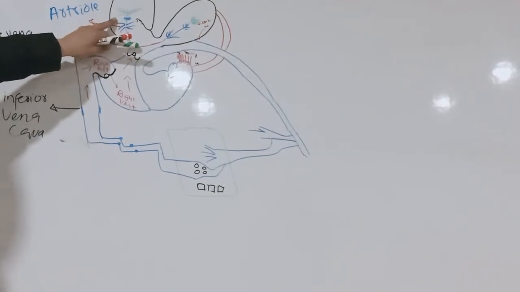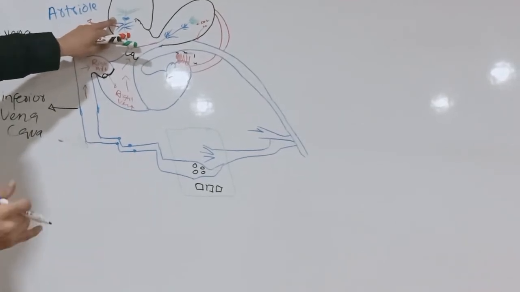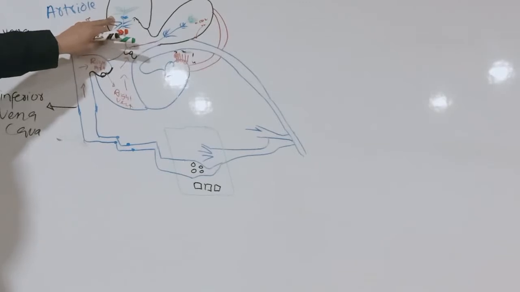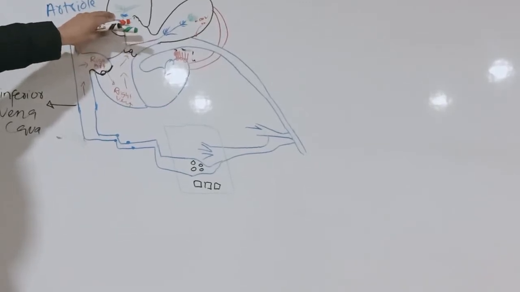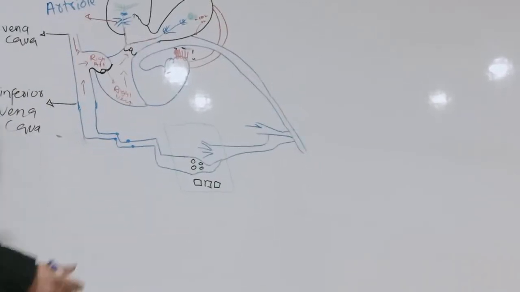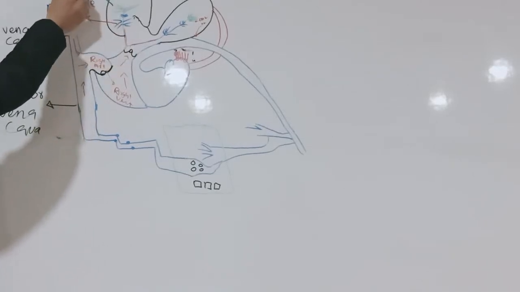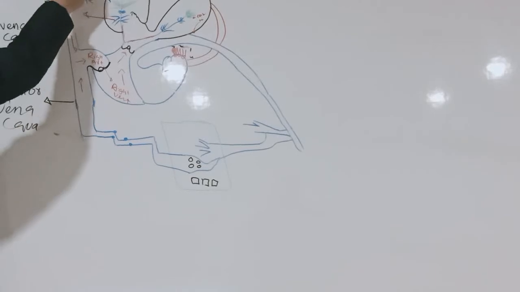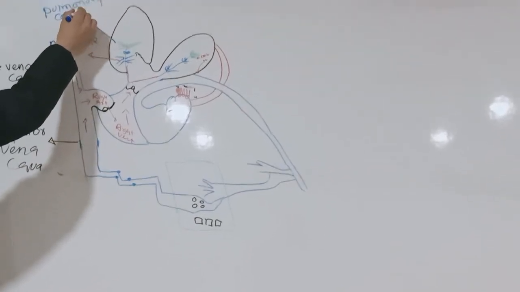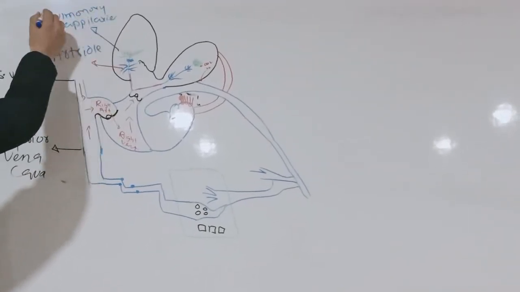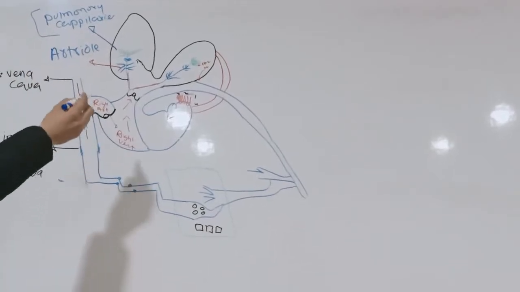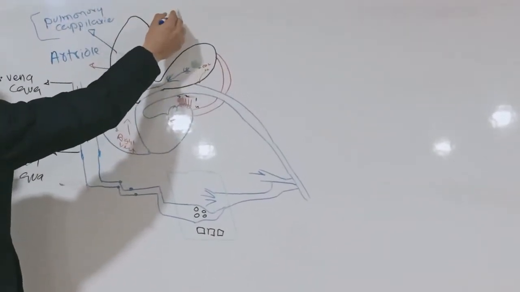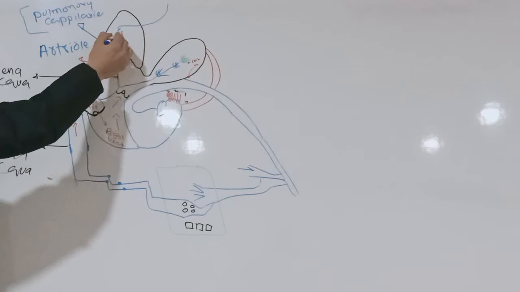When the arterioles become smaller or break down, they form the pulmonary capillary. This one is called the pulmonary capillary. Now actually here, the small pockets are present.